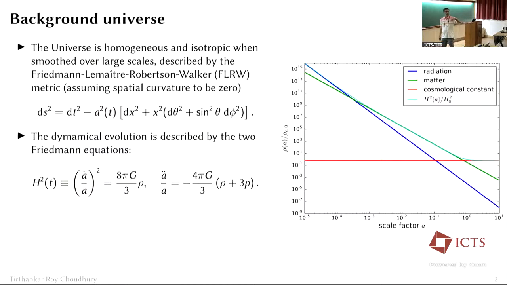The dynamical evolution of the scale factor, which characterizes the expansion of the universe, is described by these two Friedmann equations. The first one tells you the velocity of expansion. That's basically the Hubble parameter, a dot by a, and that is driven by the energy density in our universe. And you also have this acceleration equation. Interestingly, the acceleration equation has not only the energy density, but also the pressure.